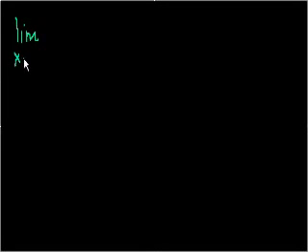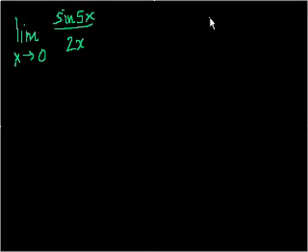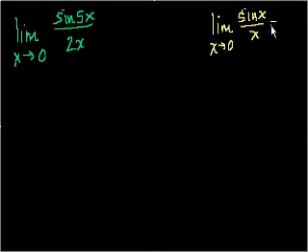Okay, so let's do the limit as x approaches 0 of sine of 5x over 2x. Now, this looks a lot like sine of x over x, and we know sine of x over x. If you don't believe me, watch the videos where we prove it using the squeeze theorem, that the limit as x approaches 0 of sine of x over x is equal to 1. Now this looks almost like that. It'd be great if we could get it into that form, and then we'd be done.